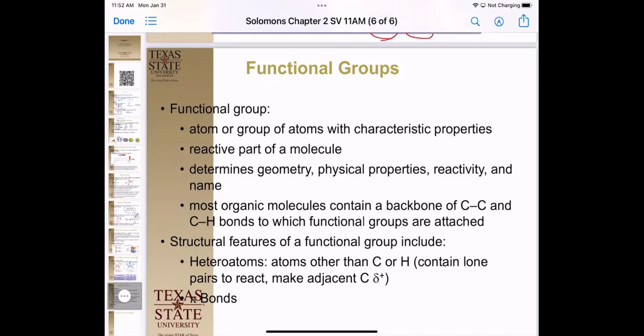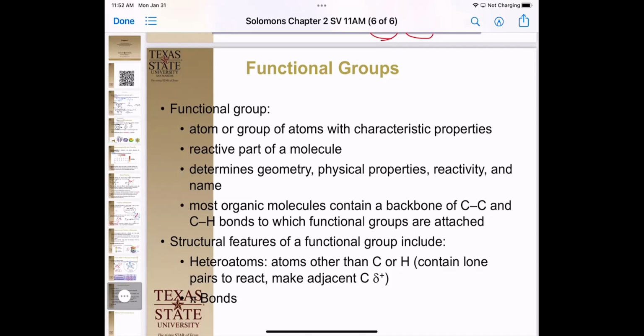It's an atom or group of atoms with characteristic properties, like a carbon-oxygen bond or a carbon-halogen bond. The halogen is the functional group. The oxygen is the functional group. It's something other than the hydrocarbon. It tends to be the reactive part of the molecule, not only where you do reactions, but also the part where the polarity is increased or decreased. Therefore, that's the side that's going to be either partially positive or partially negative. It determines the geometry, the physical properties, reactivity, and the name.